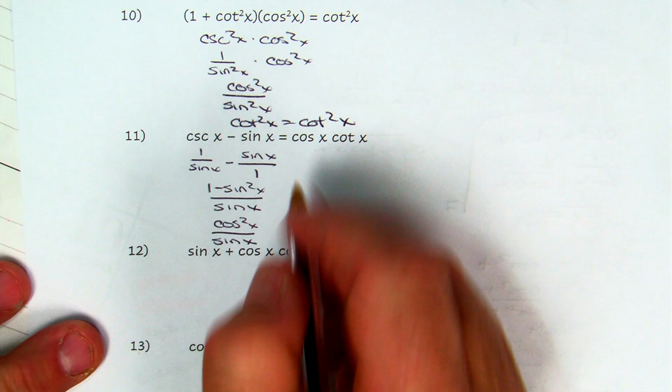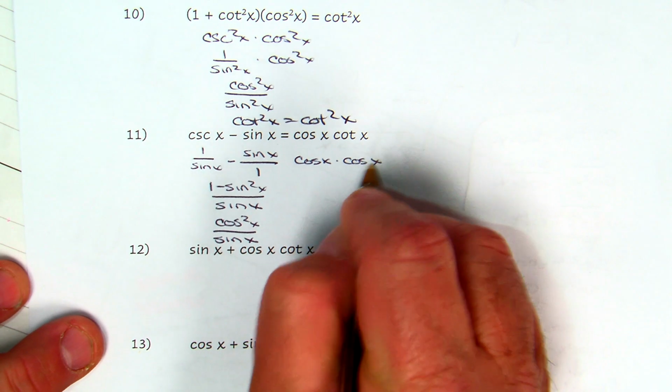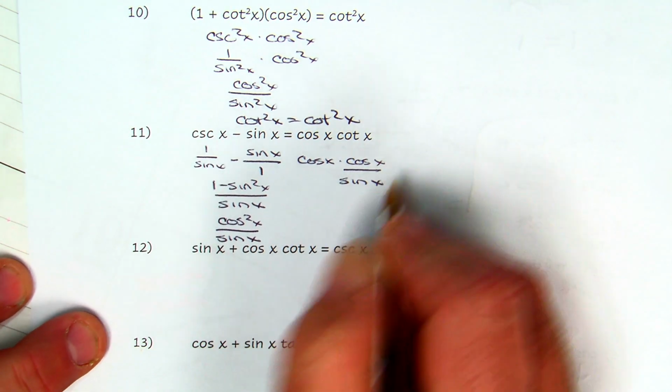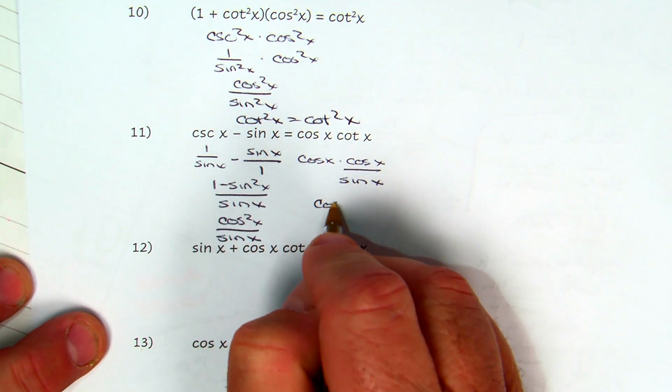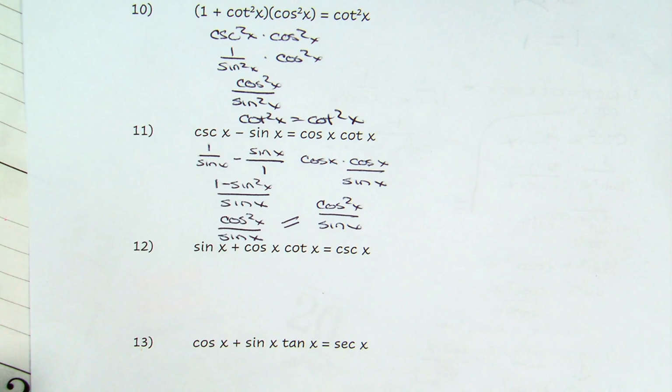Now I'm going to look at the other side, which is cosine x times cosine x over sine x. Cosine x times cosine x is cosine squared x over sine x. And now your two sides are exactly the same. Good? Everybody good?